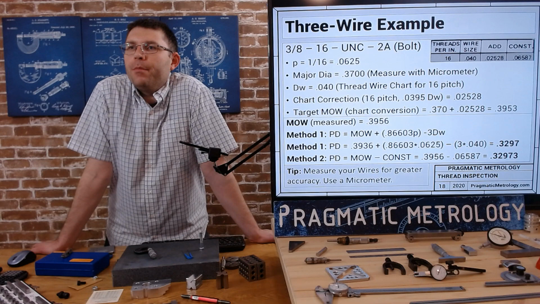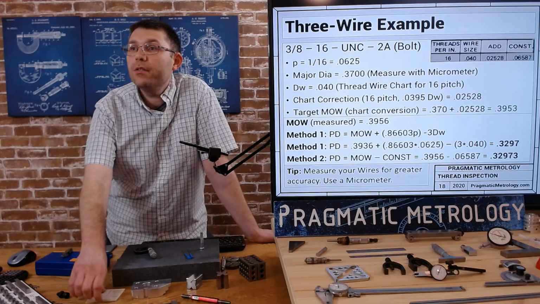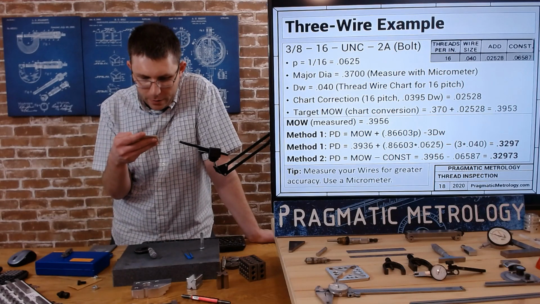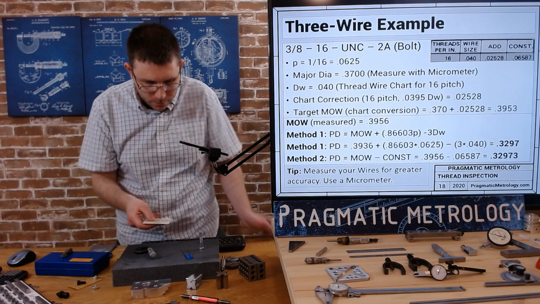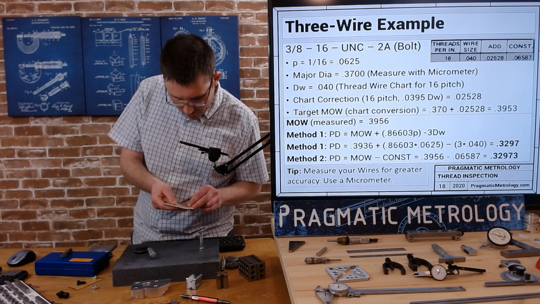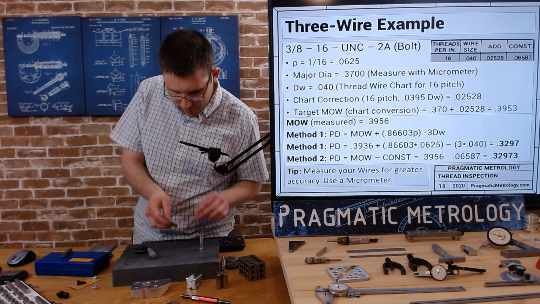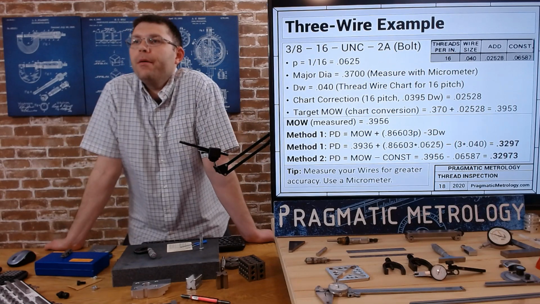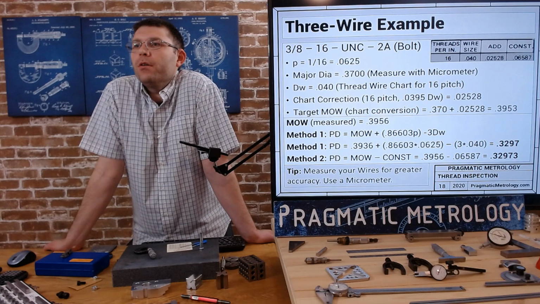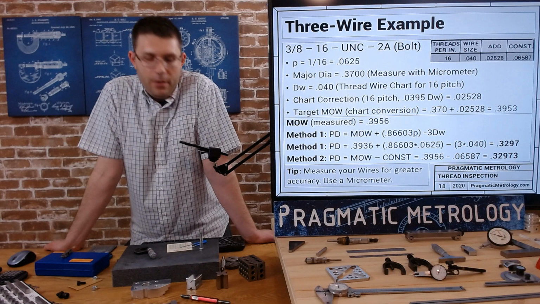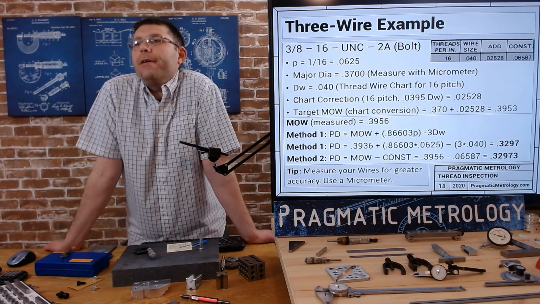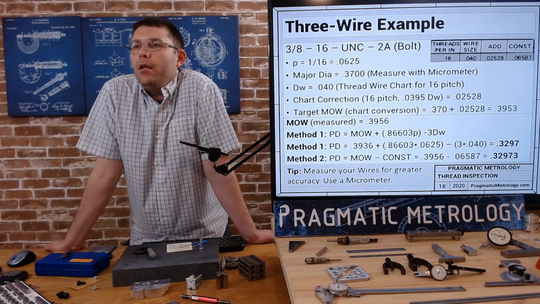DW is the wire diameter, so 0.04. The chart correction for a 0.04 is 0.02528. Let's see if that's on the chart. Yep, that's on the chart. If you're looking on the secondary camera, 0.02528 is right on the 16 pitch. And then our target measurement over wires would be the major diameter plus that correction from the chart. So 395.3 was our target, and I ended up with 392.5. So we're pretty close.